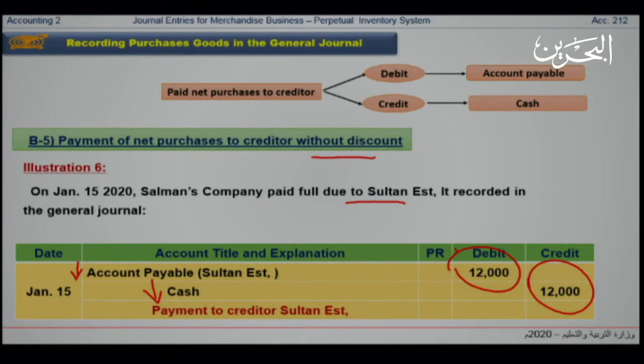Okay, my dear student, where do I get the 12,000 from? Previously, I purchased the merchandise with an amount of 12,500 and returned the amount of 500. So the total amount due is 12,000.